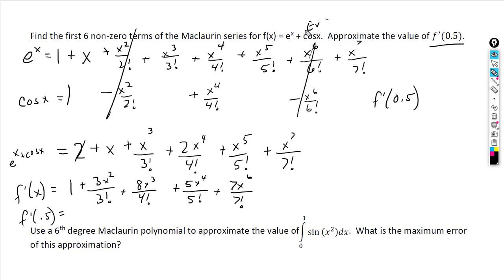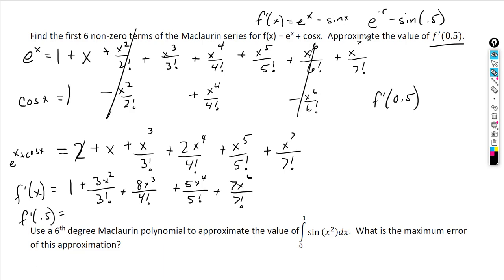Now, I understand that you could have said the derivative here is e to the x minus sine x, and you could have plugged in 0.5, and you get e to the 0.5 minus sine of 0.5. I get that. Okay, I understand that.